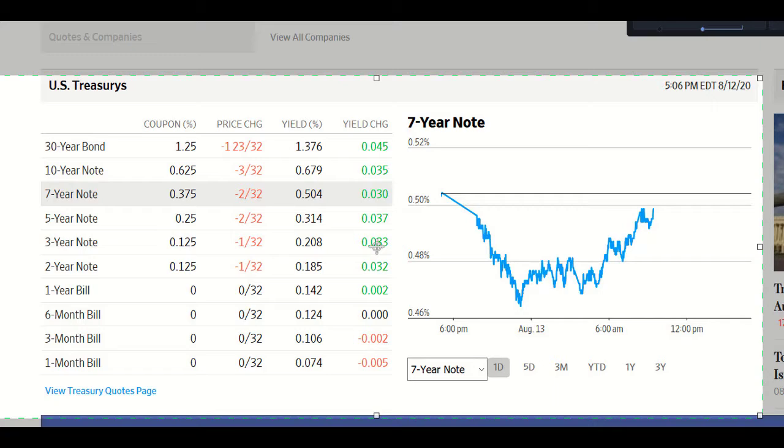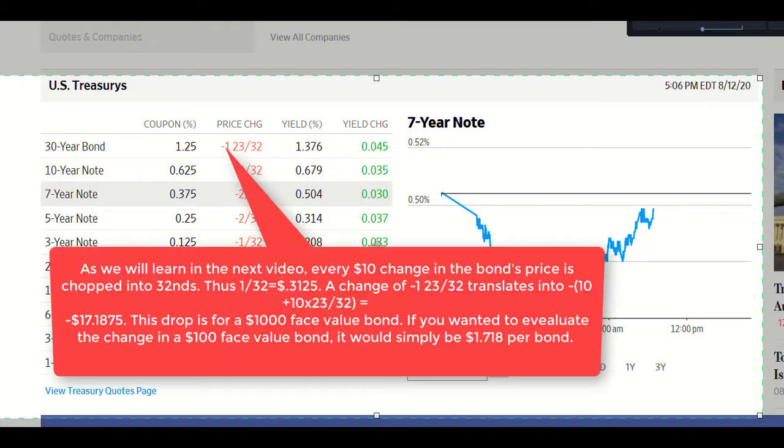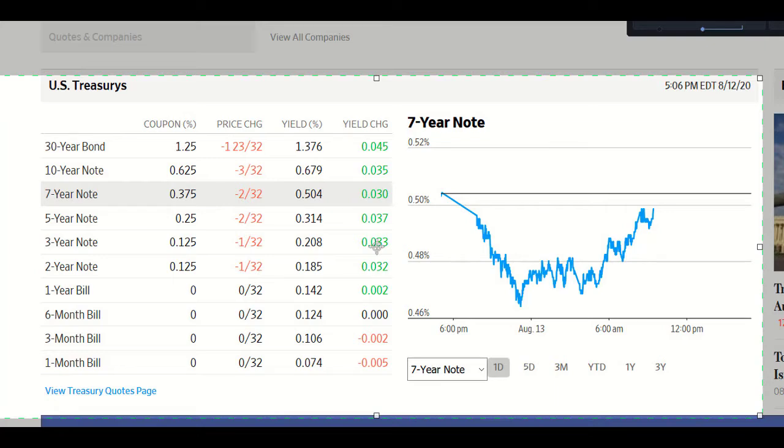Now, the third column here is the price change. Now that price change is 1 and 23/30. That translates into about a $17 drop in the price for the day. And I'll do the math on that in the next chapter. In the beginning of the next chapter, we'll talk about how to calculate bond price changes and the convention of chopping prices up by 32nds. It's a little strange. We have to get used to it. The bond market's been around a very long time. They've used these conventions that probably started in the 1800s or even earlier.